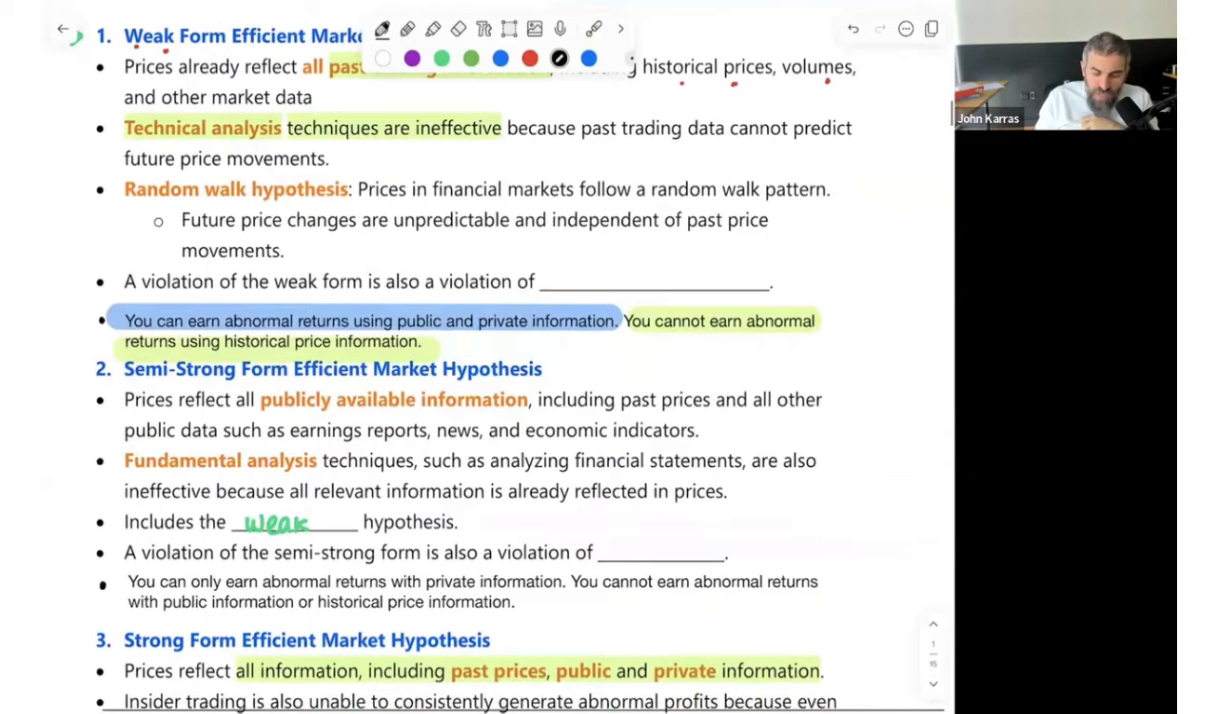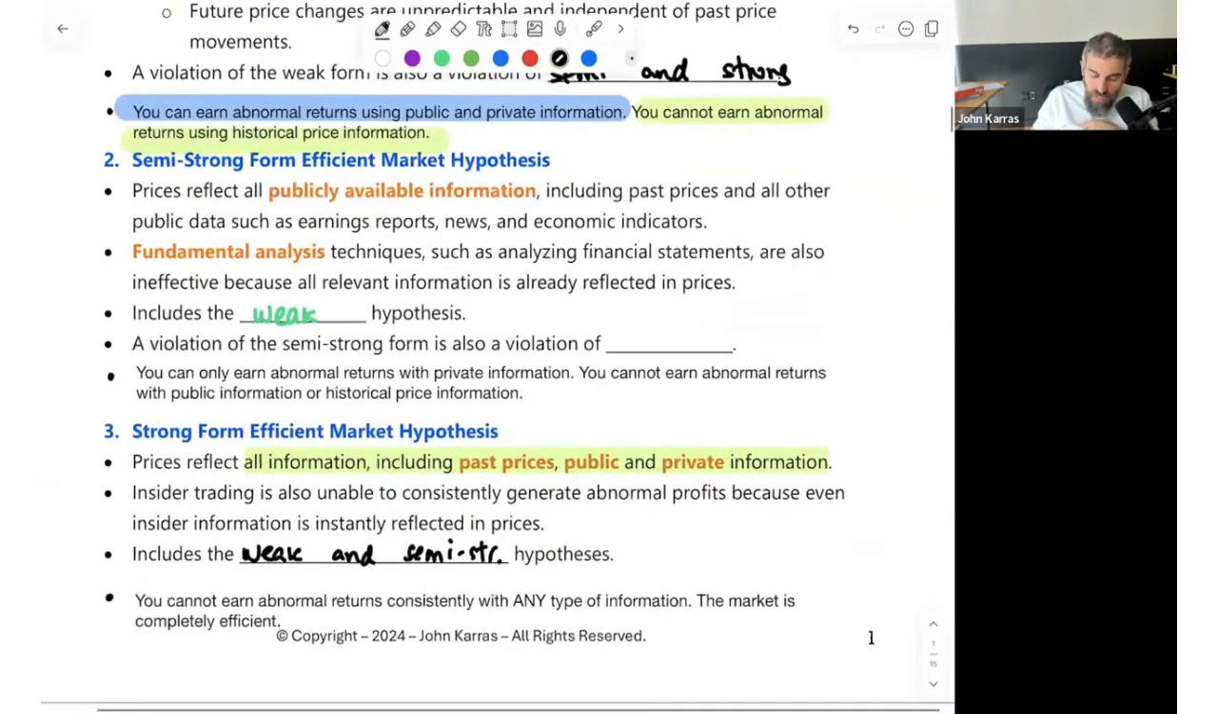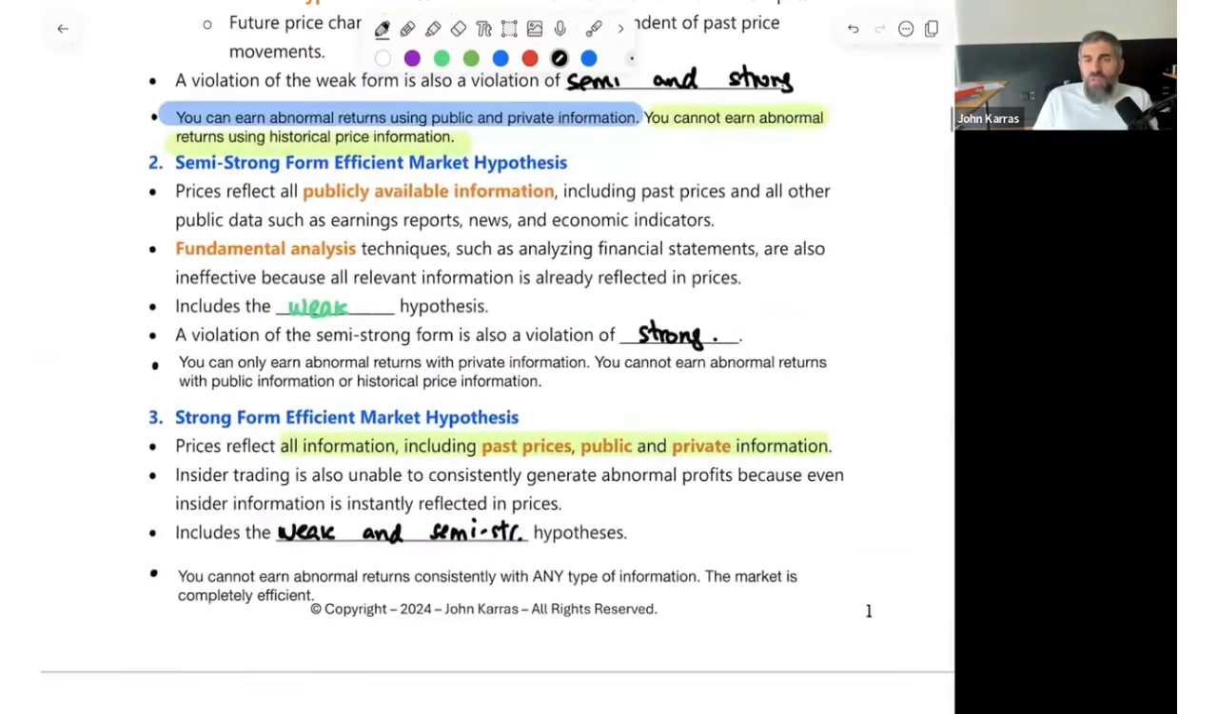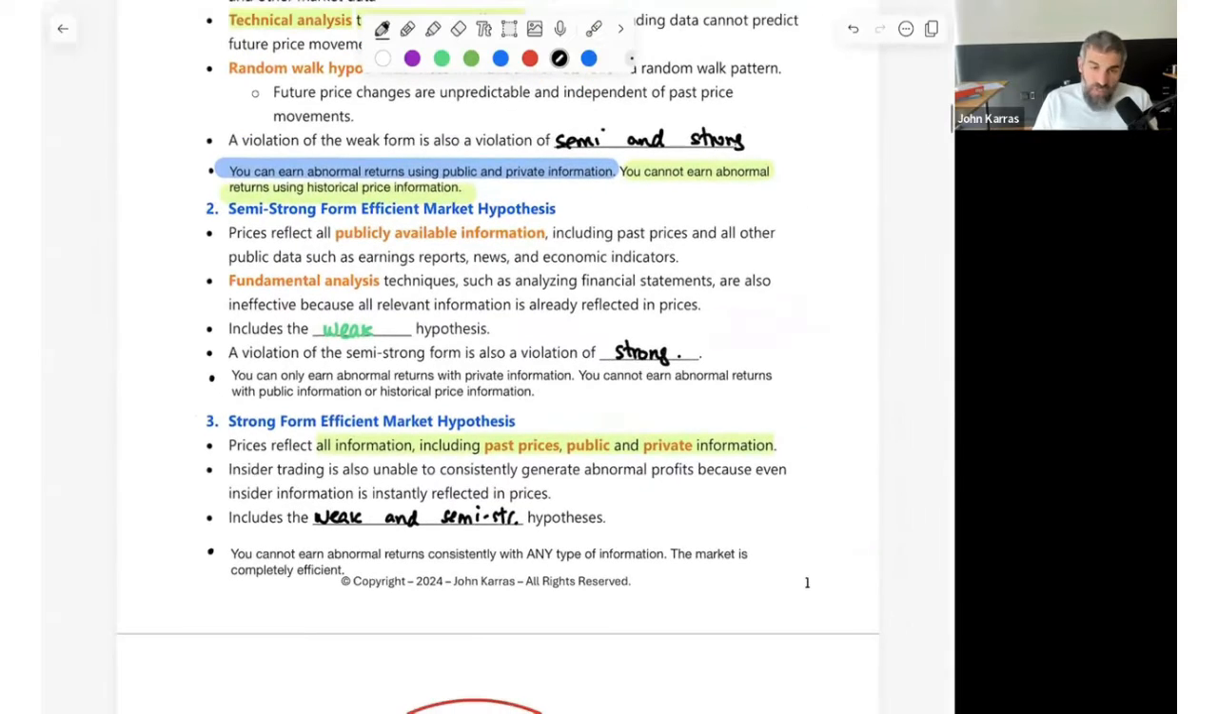Okay. So look, a violation of weak is also a violation of semi-strong and of strong, right? If you're not even weak, you cannot be semi-strong and you can't be strong. A violation of semi-strong is also a violation of strong, right? If you're told something and, according to the rules, that is a violation of the semi-strong form of the efficient market hypothesis, then it's also a violation of the strong form.